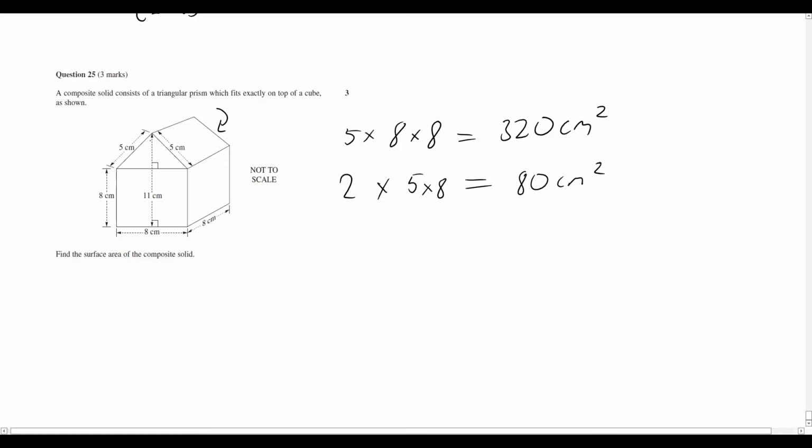Okay, so the height of this triangle, let's see what that is. So we know that the total height is 11, all the way from there to there, but we know that the height of the square is 8. So that means that this triangle has a height of 3. So let's start with that.